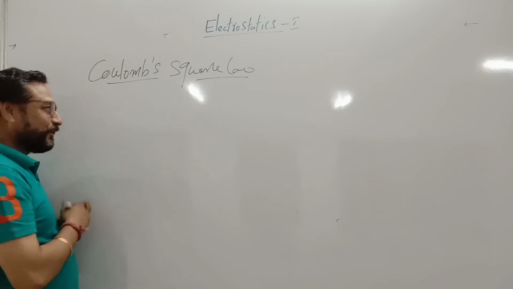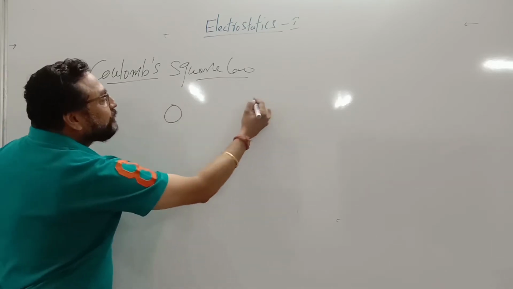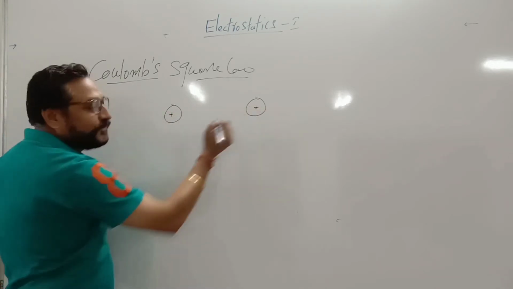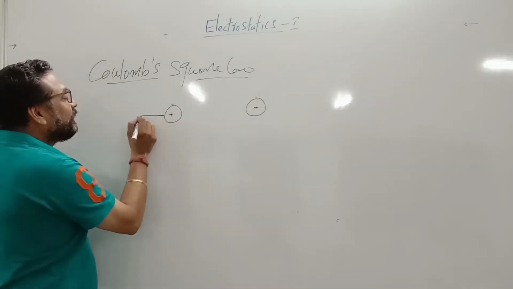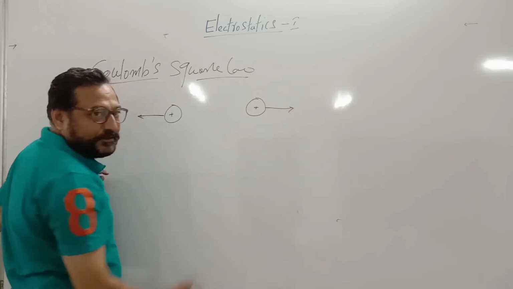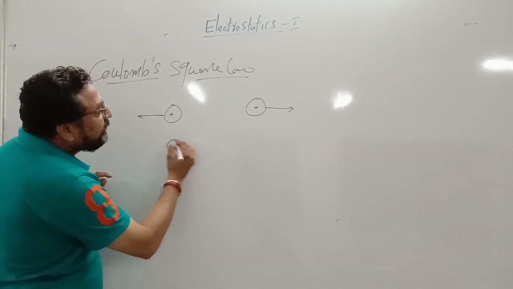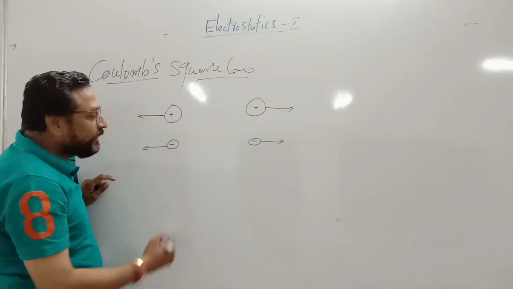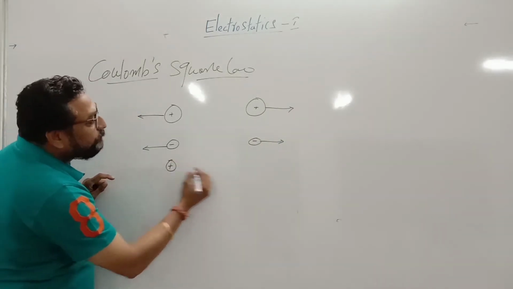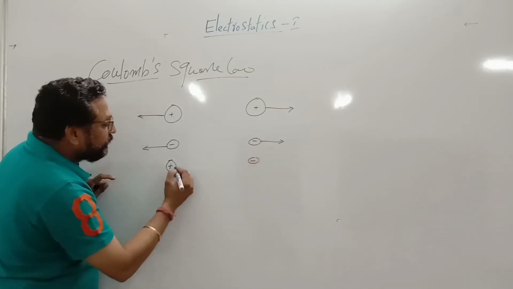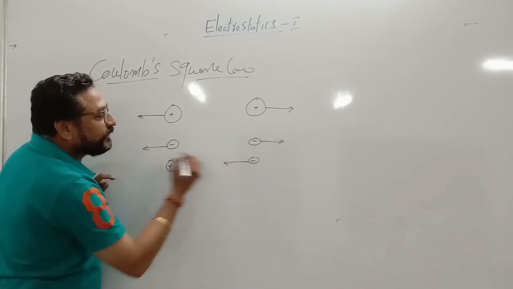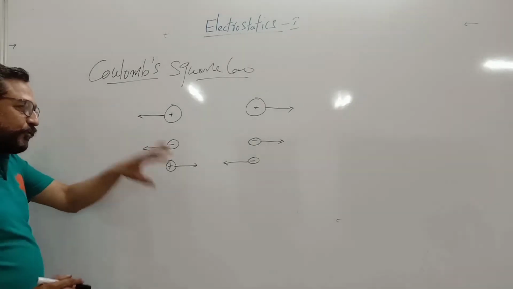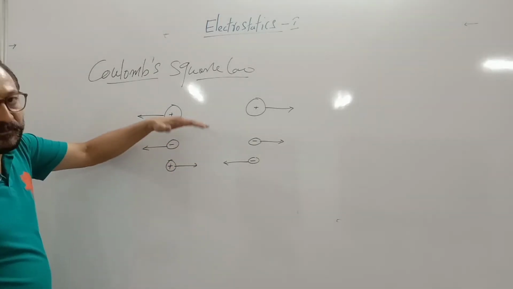in Coulomb's inverse square law, the nature of the charge is more important. If both charges are positive, they repel each other. If both have negative charge, again they repel each other. And if one is positive and one is negative, then they attract each other. It means there is a difference: force of repulsion and force of attraction.